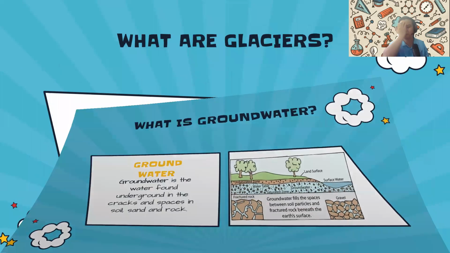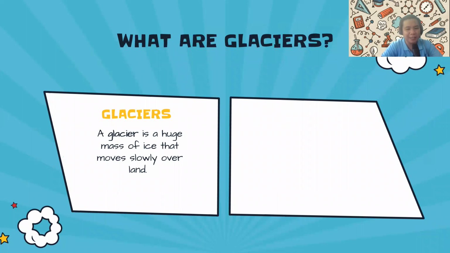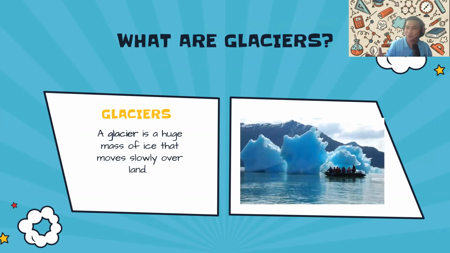Number 5, glacier. A glacier is a huge mass of ice that moves slowly over land. Like this one. This is an example of a glacier. Now, what do you think a glacier is good for? Or where a glacier is actually good for drinking, if it's just a big ice, class. It's a big lump of ice. You can crack the ice, and when it melts, you can drink the melted water. That's a glacier.